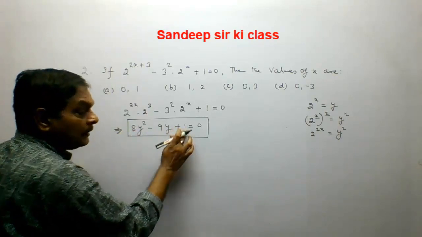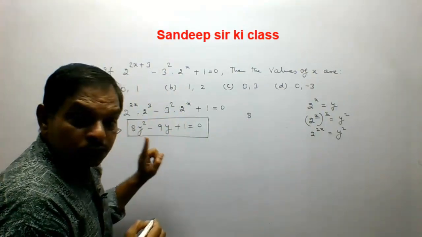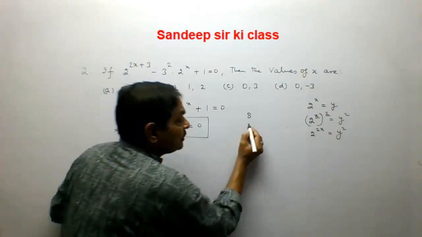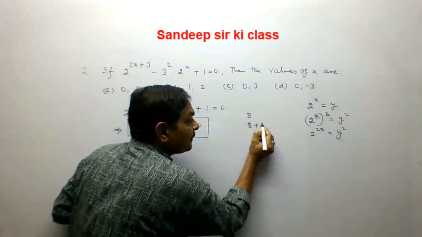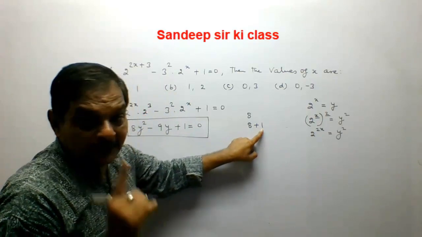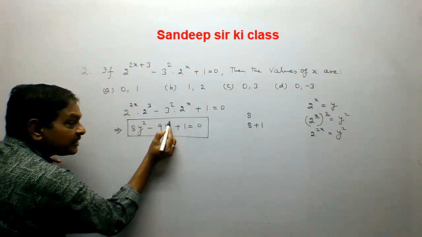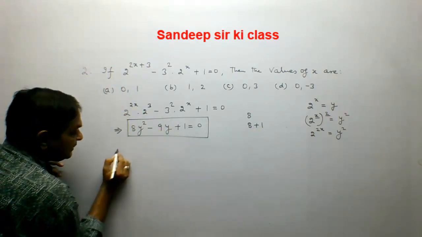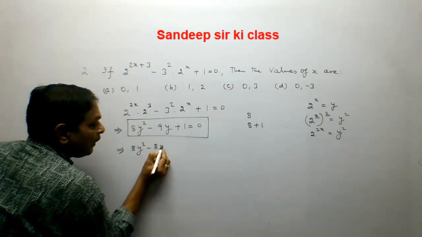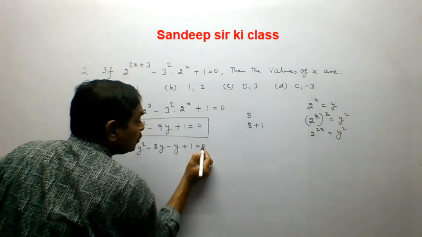8 into 1 is 8. Now I want two numbers whose product is 8 and whose sum is 9. Surely these values are 8 and 1, because 8 multiplies 1 is 8, 8 plus 1 is 9. So I split this middle term. This gives me 8y square minus 8y minus y plus 1 is equal to 0.